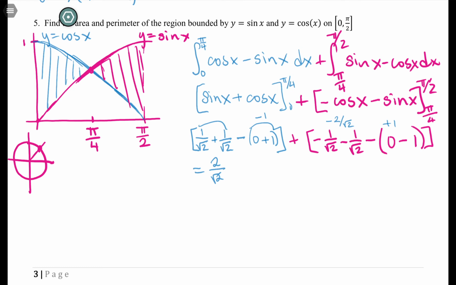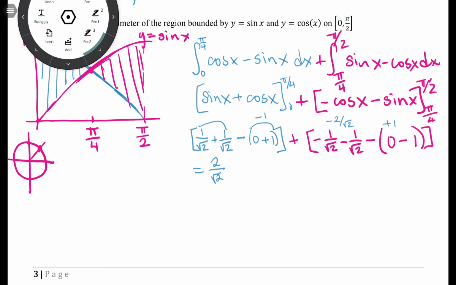Okay, and did I plug in anything in the wrong order? I did. Okay, sorry guys. Let me backtrack to right over here. I totally plugged in the wrong order. We're supposed to first plug in pi over 2.